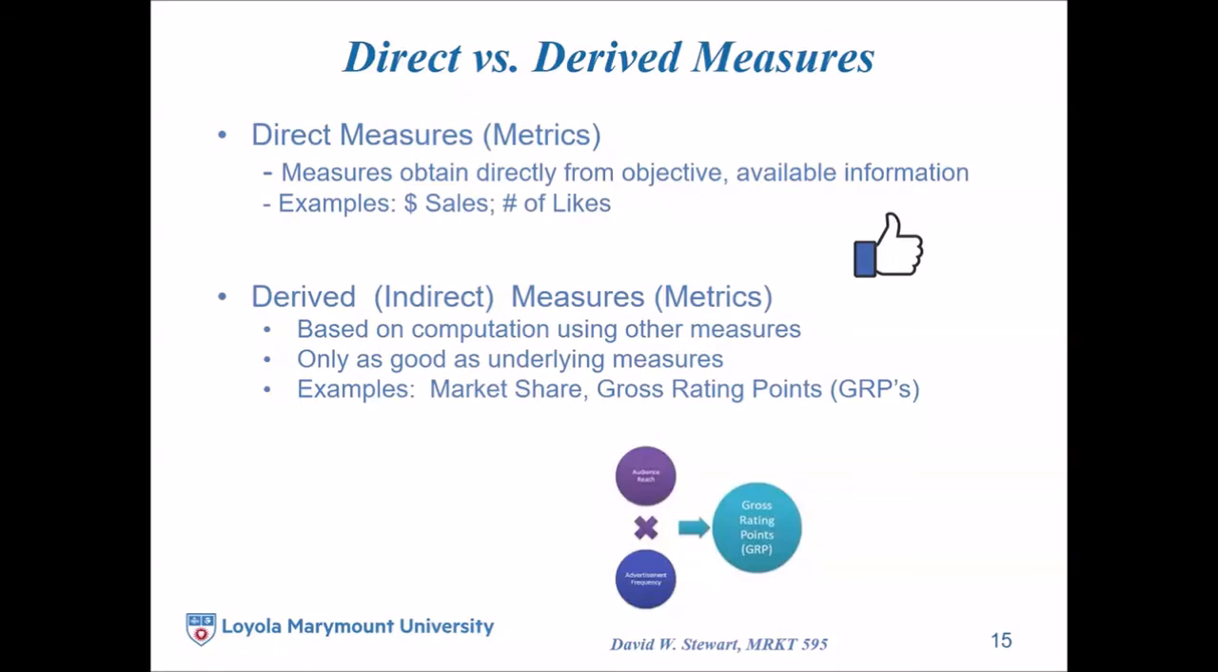Which would I rather have? That poor household that sees my ad 100 times, probably it's going to be awfully irritating. I'd probably rather have 100% of households seeing the ad once. So it becomes really important to understand what the kind of distribution is.